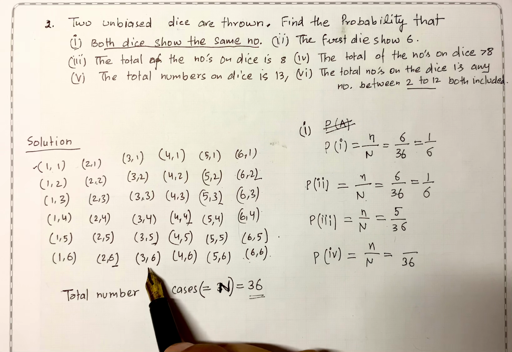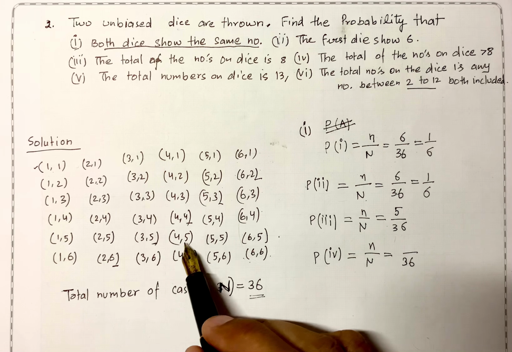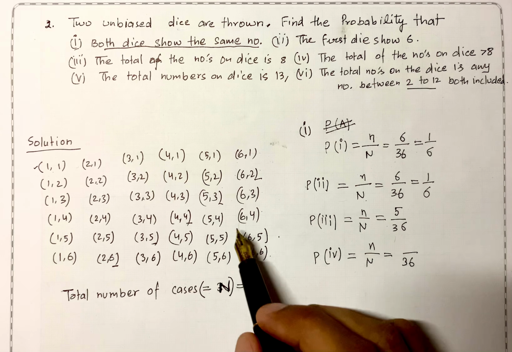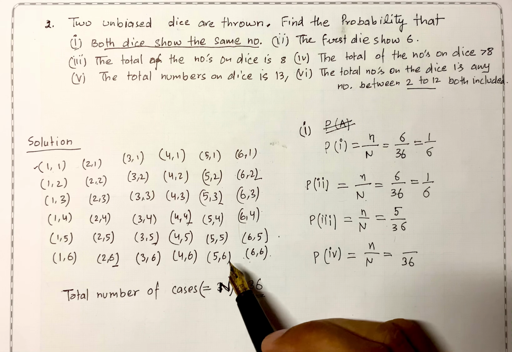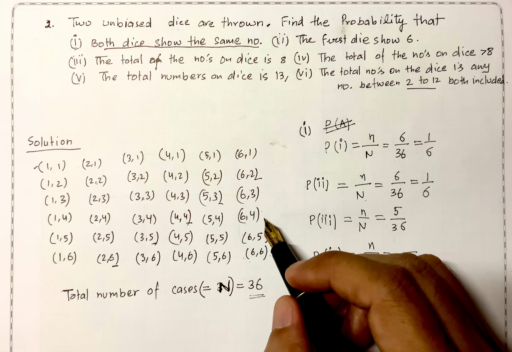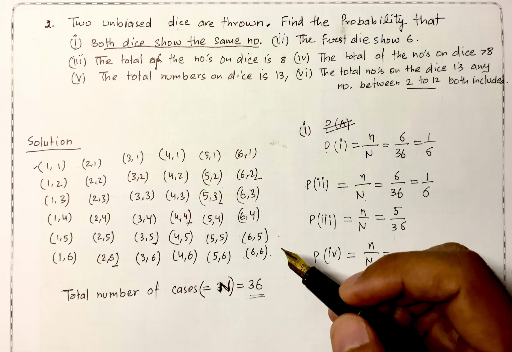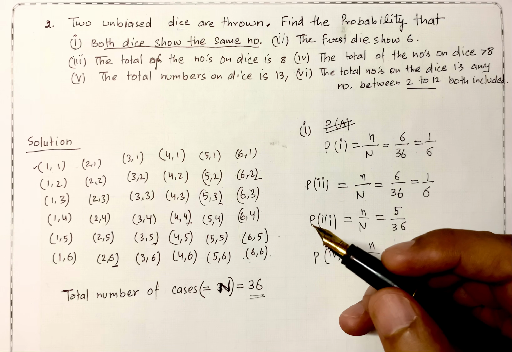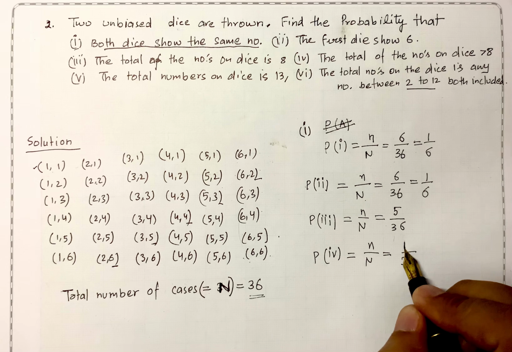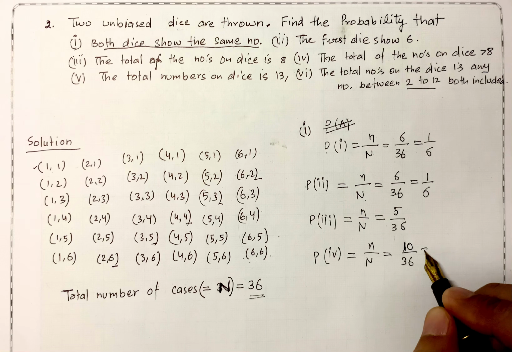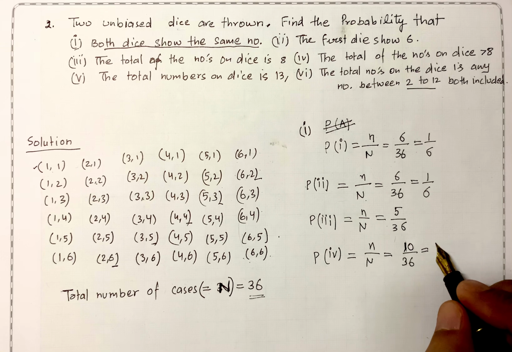the number is greater than 8. So you can see that once again. This is one case, 6 plus 3 is 9, second case, third case, and then it is fourth case, fifth case, sixth case, seventh case, eighth, ninth, 10th. So there are in total 10 cases where the number is greater than 8. So small n becomes 10 here, 10 by 36, and when you solve it out, it becomes 5 by 18.